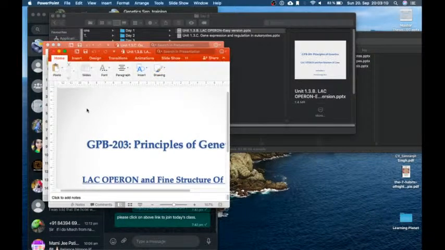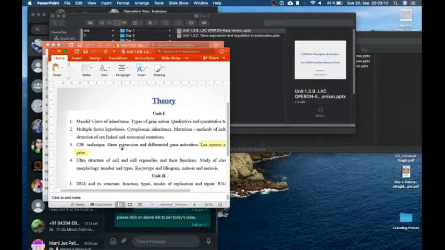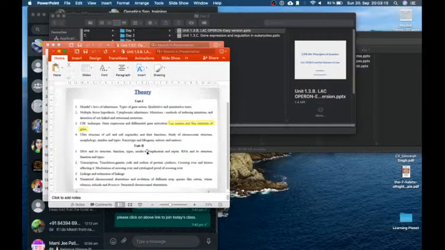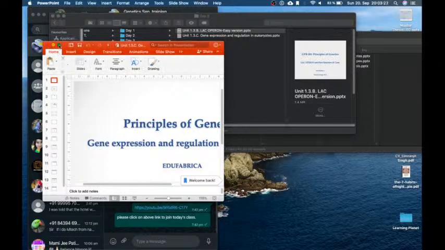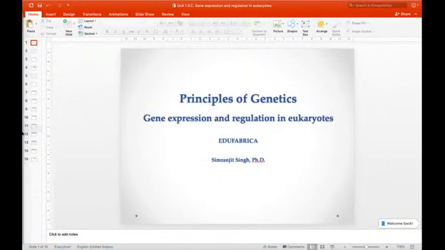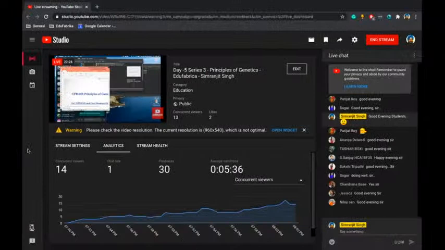So we're dealing with gene expression of your third syllabus, fifth unit. We will be dealing with that part today, gene expression and regulation in eukaryotes. So let's start.